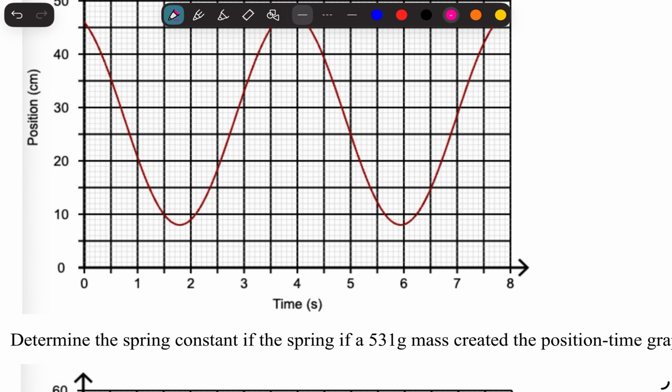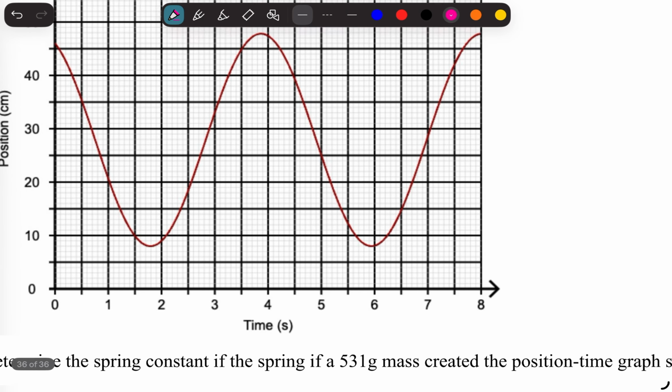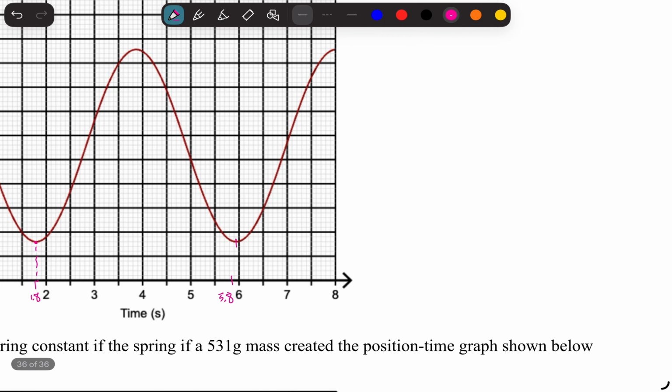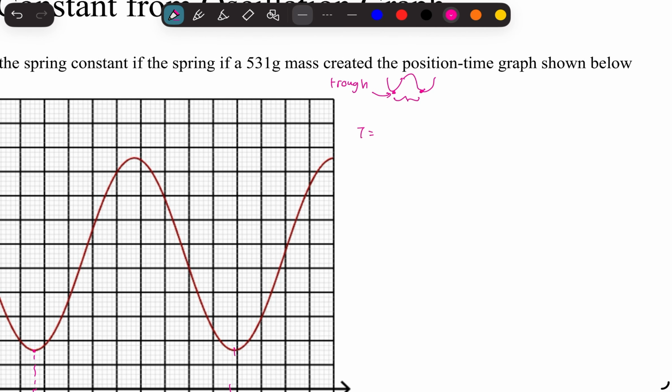Now let's look at our graph. We can see that our first trough is roughly at 1.8, and our second trough is roughly at 5.8. So to calculate the period, that's going to be 5.8, your second trough, minus your first trough, and that's going to equal 4.0 seconds.